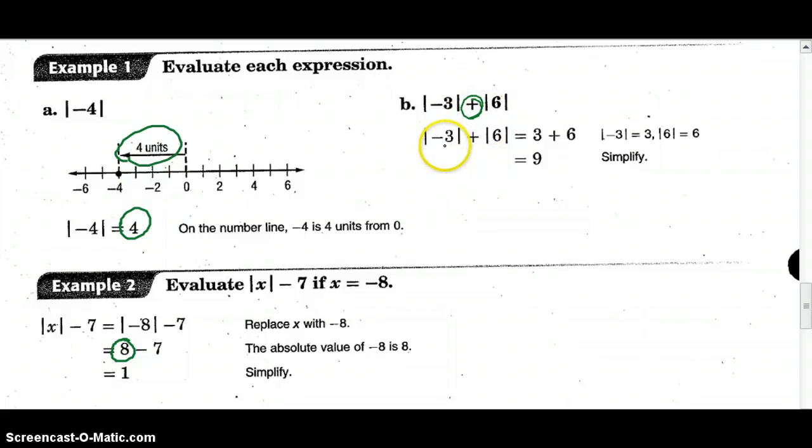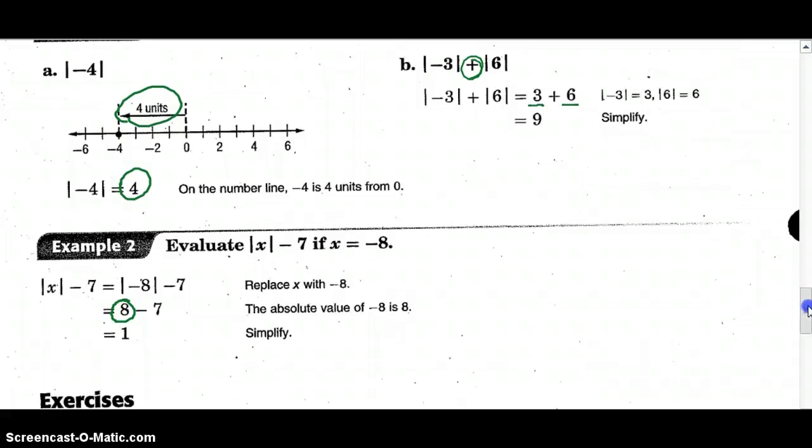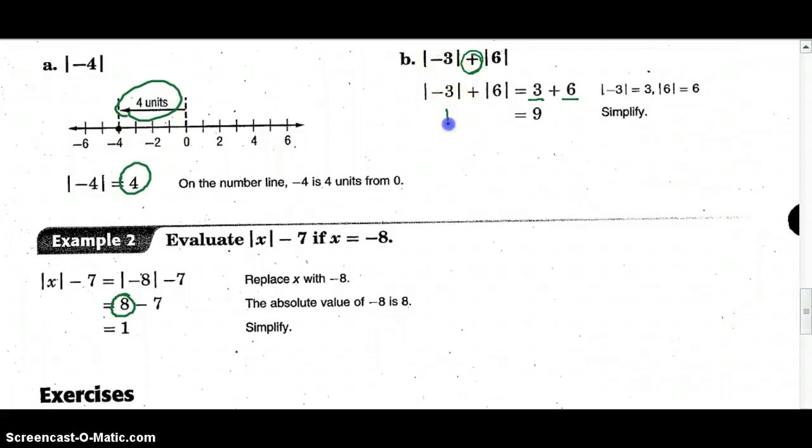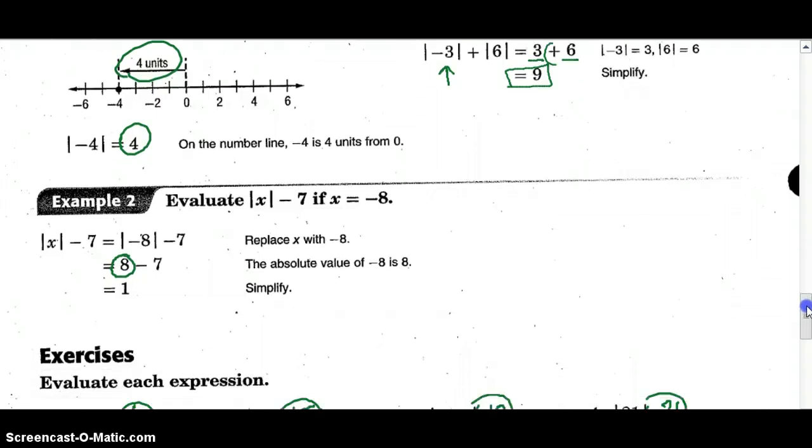So sometimes we have to do an operation with absolute value. So the absolute value of negative 3 is 3. The absolute value of 6 is 6. So now we're going to add those. The absolute value symbols are treated like parentheses. You do everything inside the absolute value, then you're able to perform the operation. And our final answer there, of course, was 9.